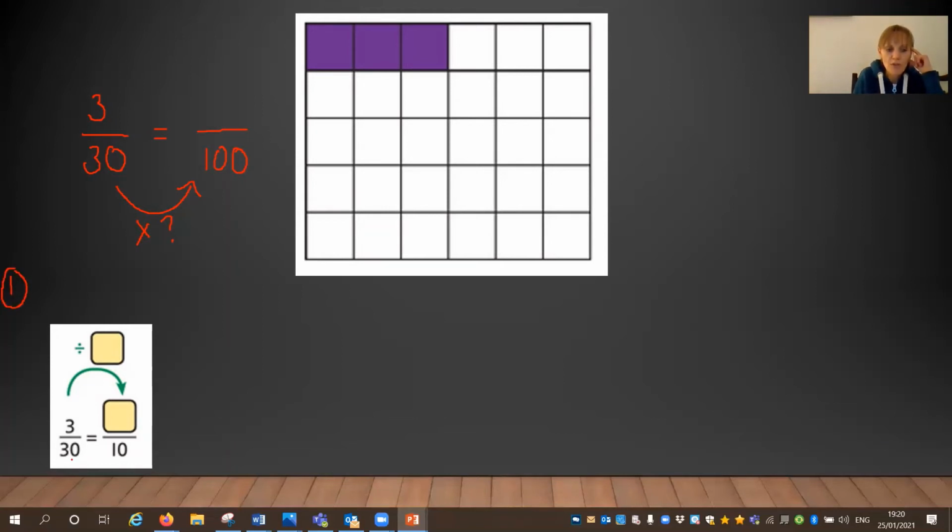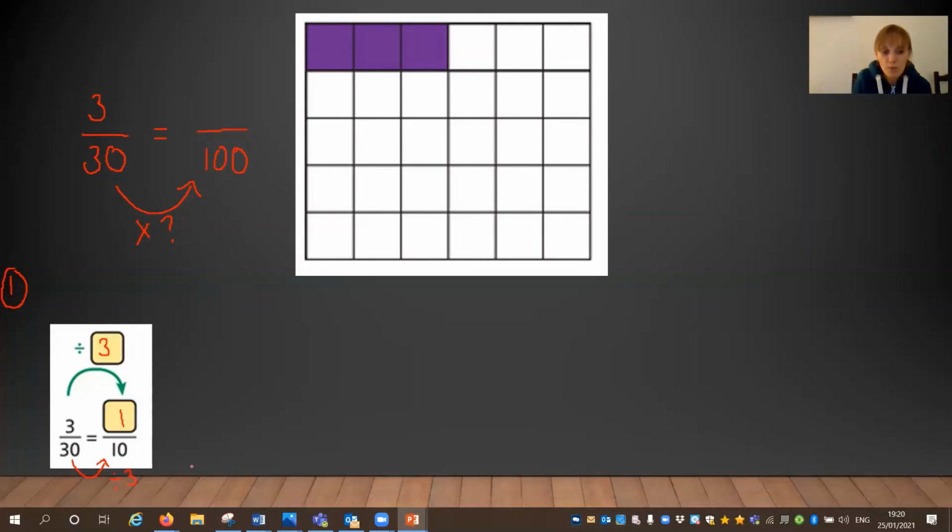In order to do that, what have I divided my 30 by? I have divided it by 3. So that means I have to divide the top by 3. So 3 divided by 3 is 1. So 3/30 is the same as 1/10. Now, have you had a thought about what step 2 might be?